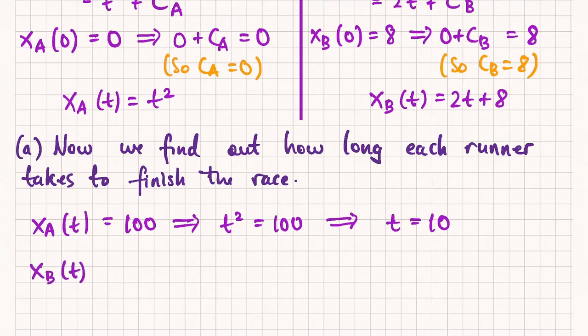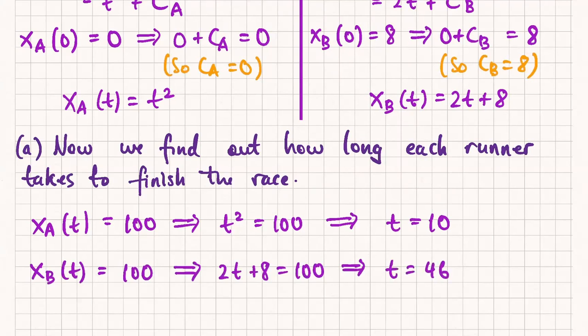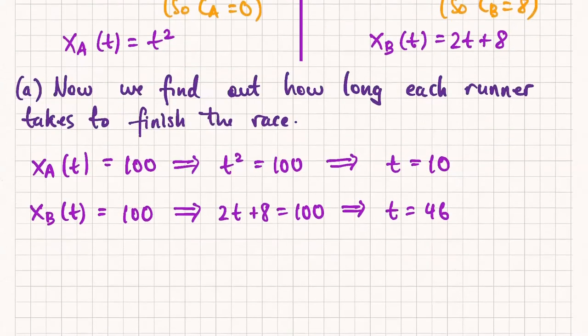How long does it take runner B to finish the race? Let's see, 100 minus 8 is 92. Divided by 2 makes 46 seconds. So what do we conclude? We obviously conclude that runner A won the race, right? Because runner A takes only 10 seconds to get to 100 meters, but runner B would take 46 seconds to get to 100 meters.